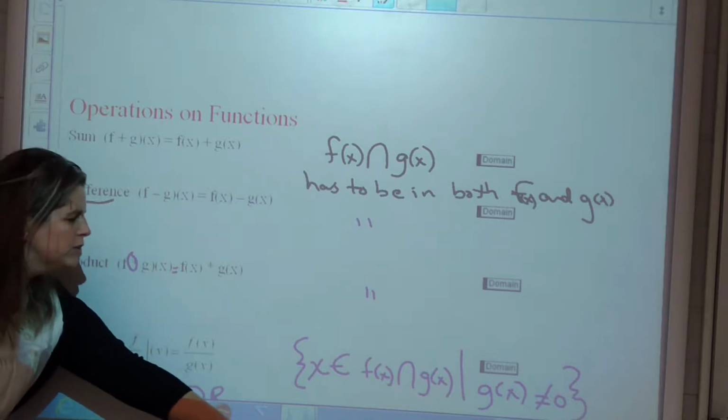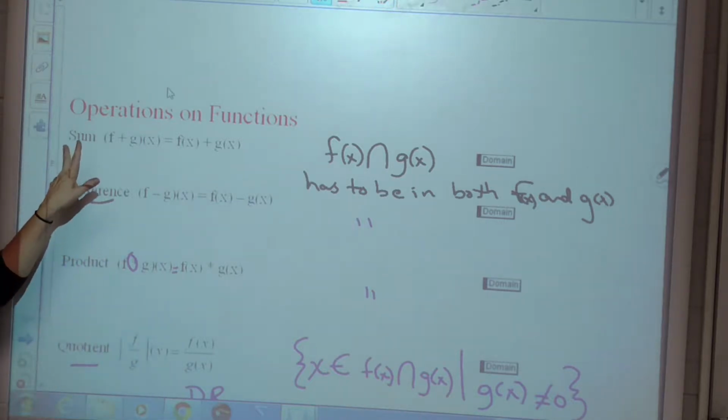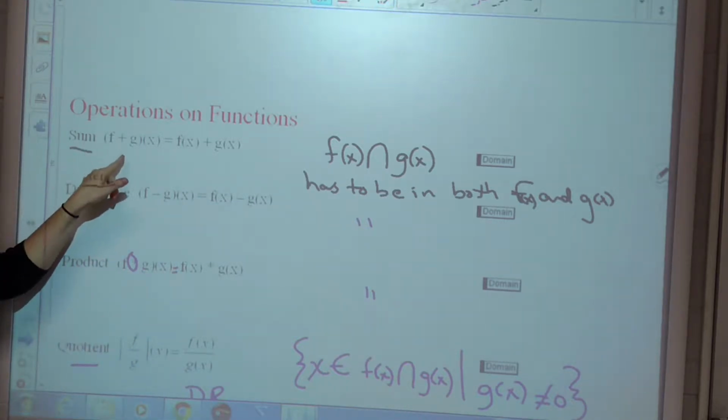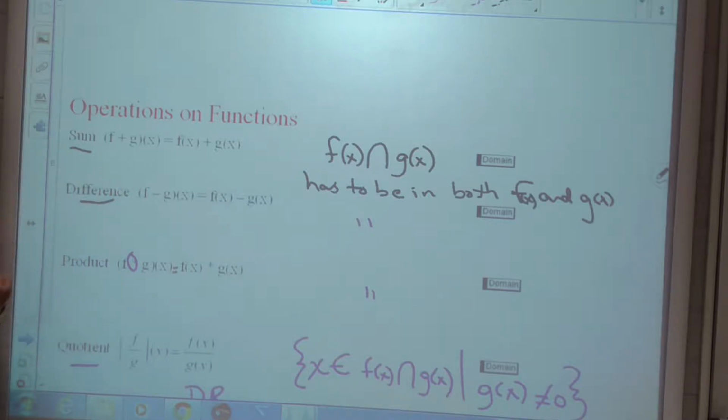We do have a little bit of review of our math words. Sum, of course, means we're adding, so make sure you remember that. Difference, subtracting; product, we're multiplying; and quotient, we're dividing.